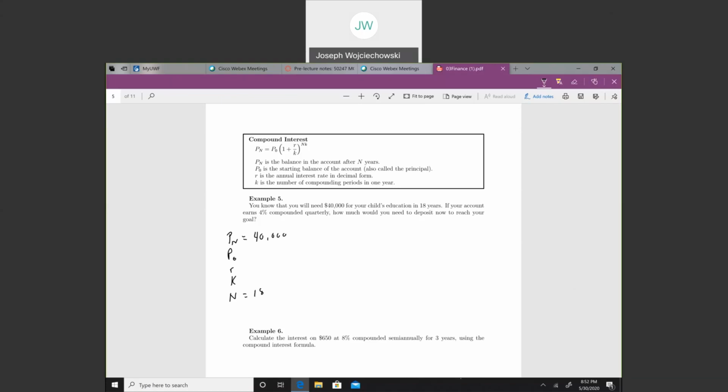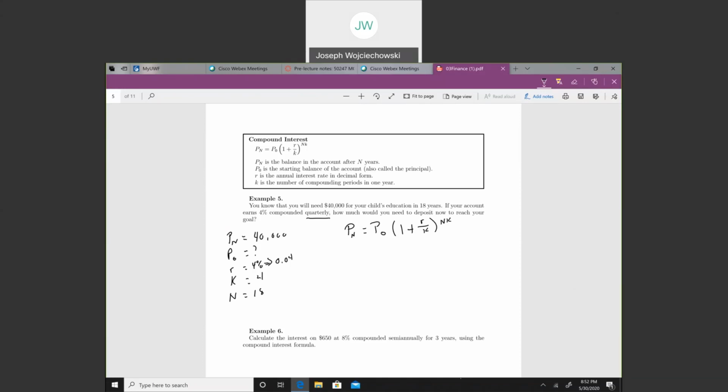Okay, we have a 4% interest rate, which converts to 0.04, and it's compounded quarterly, which is 4 times a year. So we're looking for the initial principal. So we have P sub n equals P sub 0 times (1 plus R divided by K) to the NK.